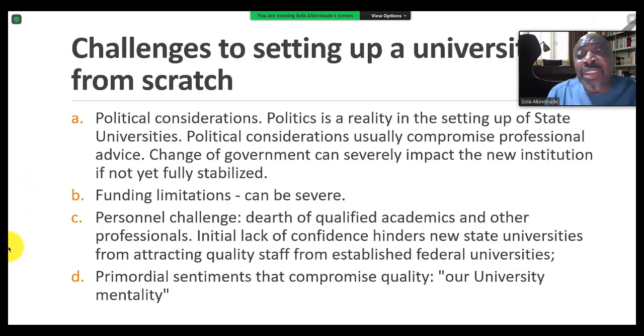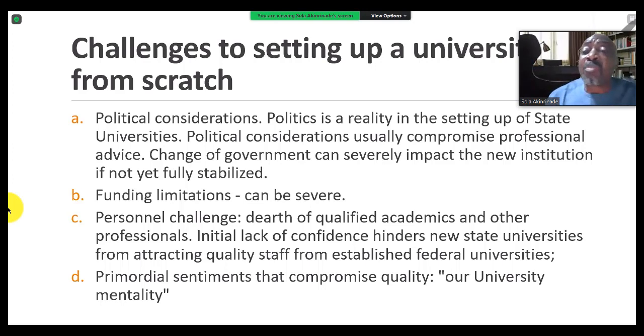What are the challenges? Political considerations, I mentioned it. Politics is a reality in the setting of universities, of state universities. Political considerations can compromise professional advice. If there's a change of government shortly after your takeoff, it can also add problems. So political considerations can be a severe challenge.